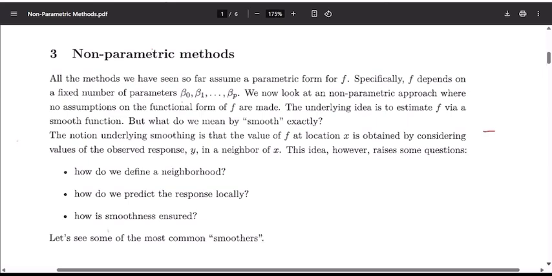So that's why we want to ask some questions. How do we define a neighborhood? Because we want to do that within a neighborhood. How do we predict the response locally? And how is smoothness ensured? Those are the questions we want to ask, because we're going to make our estimate using data that are in the neighborhood. Now I need you to pay attention.